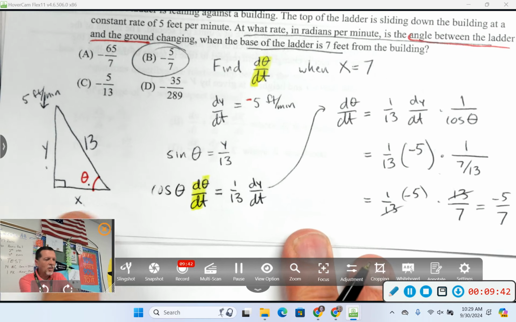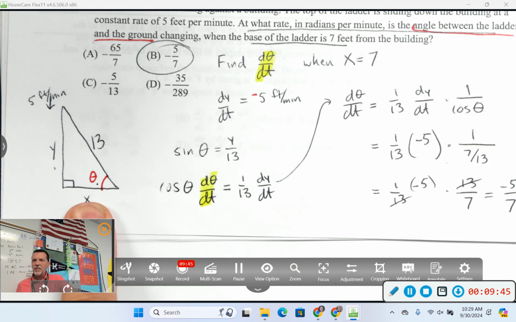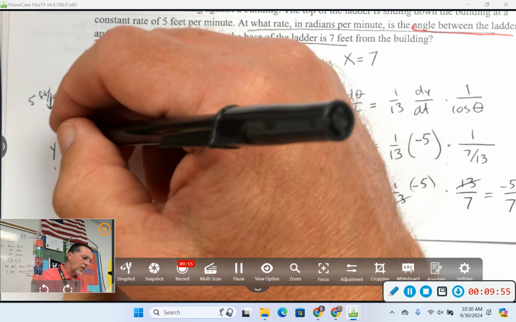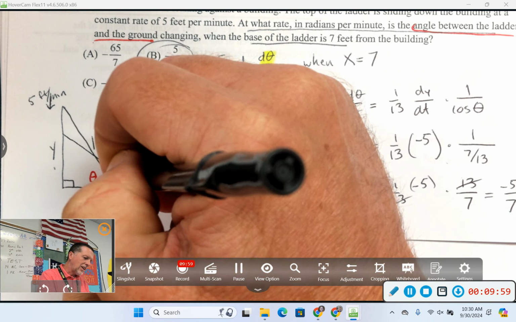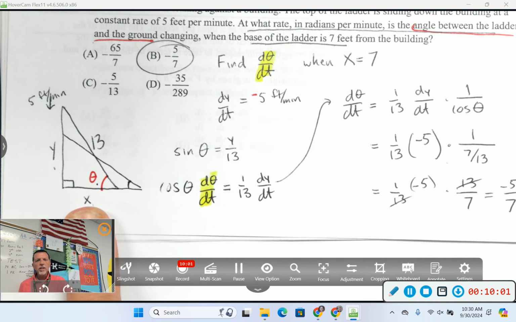Does it make sense, though, that d theta dt is negative? Why does it make sense that d theta dt is negative? Because it's decreasing, right? A moment later, the ladder's like that, and theta has gotten smaller. So d theta dt is negative. That makes sense.